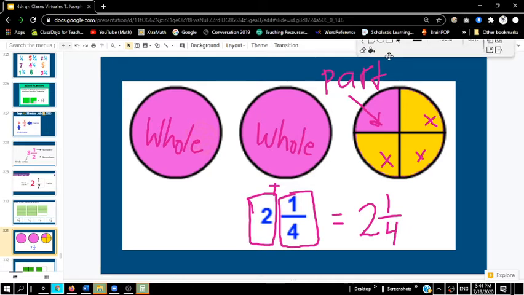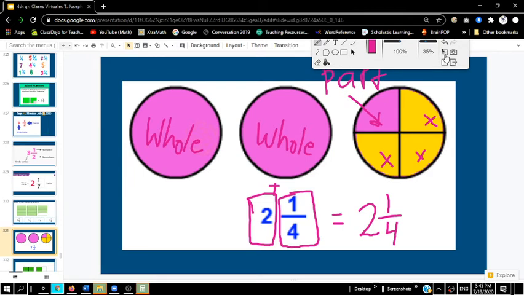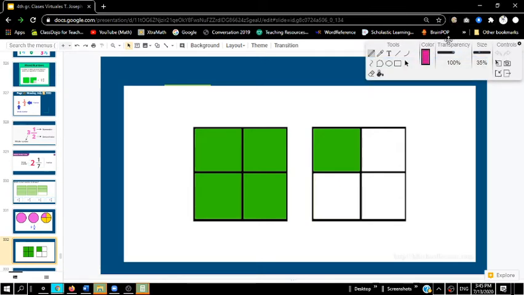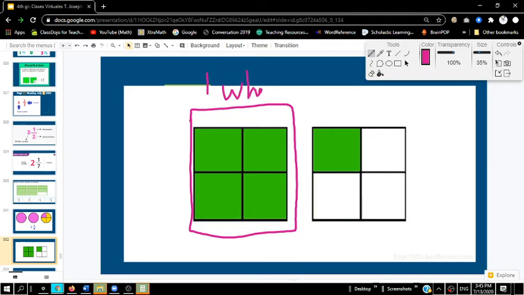The next problem has us looking at another mixed fraction. What mixed fraction is this? Pause the video and try this on your own. All right, I know that you know that this is 1 whole right here. So what would this part be right here? Well, since there are 4 parts total, and one of them is shaded in, we have 1/4.